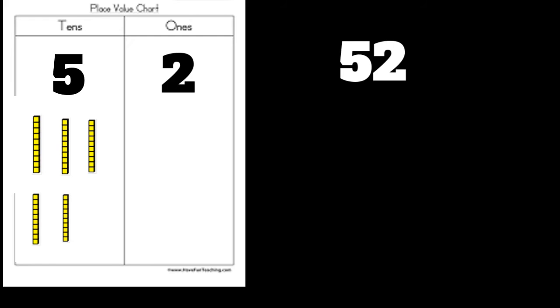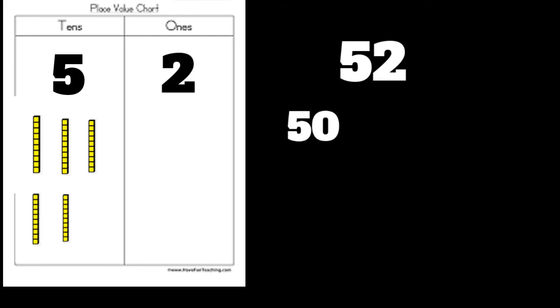I know that the 5 in 52 is worth 5 tens, so I'm going to use base 10 blocks to represent that. So 10, 20, 30, 40, 50. 5 base 10 blocks, or 5 tens, is the same as 50.